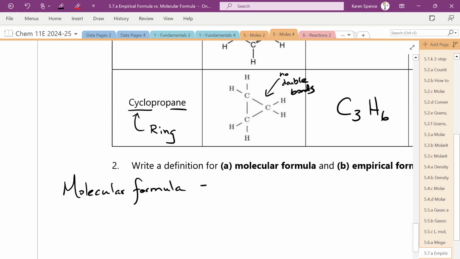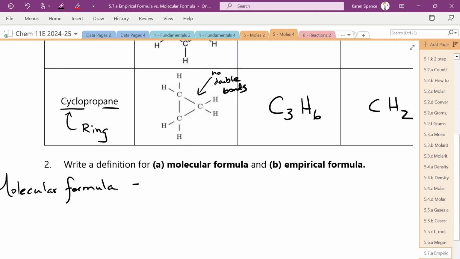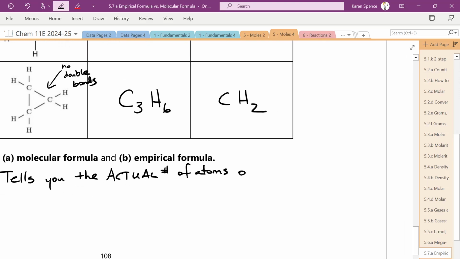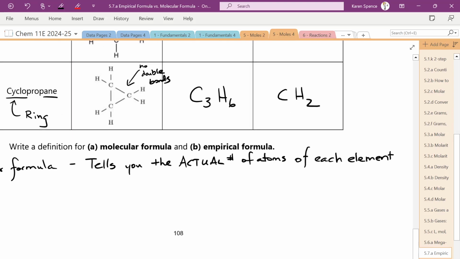Okay, so the molecular formula, and you're never going to have to define this, you just need to understand it. It tells you the actual number of atoms of each element in the compound. So it's quite informative, yes?